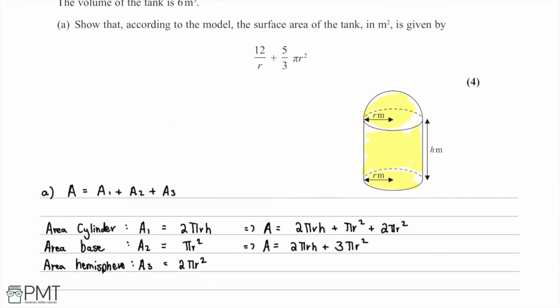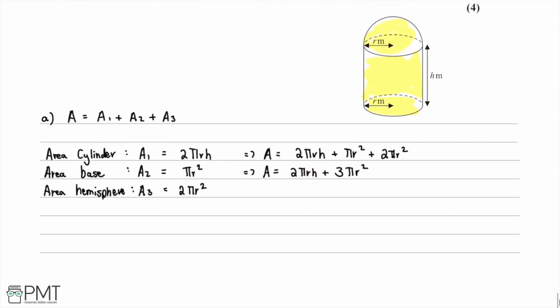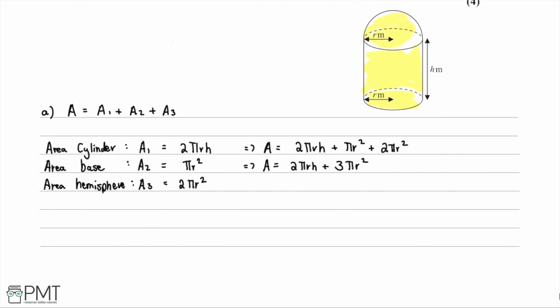So then we look back at what we're aiming for. We're aiming for something in terms of r, but here we have h. So this is where we must have a think. How do we get around this problem? We're given the volume of the tank, and we know that it is equal to 6 meters cubed. And we know that this volume is going to equal the volume of the cylinder plus the volume of the hemisphere.